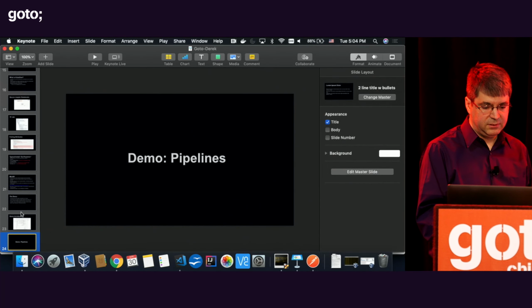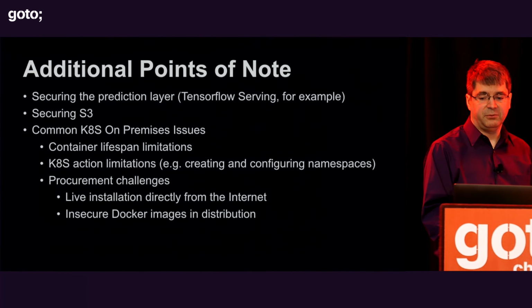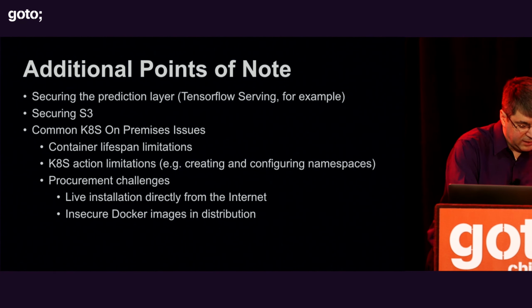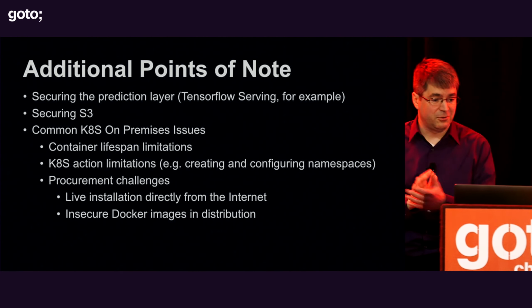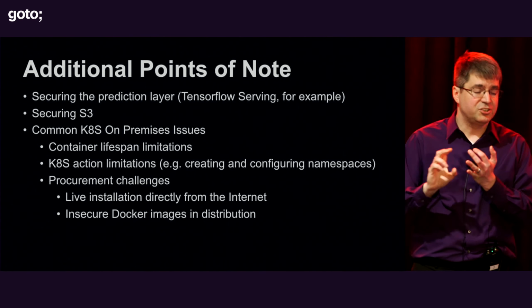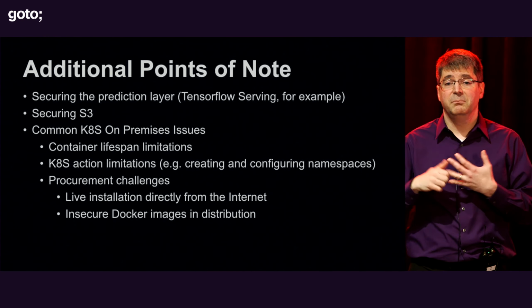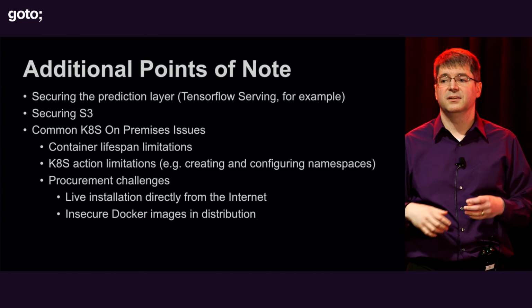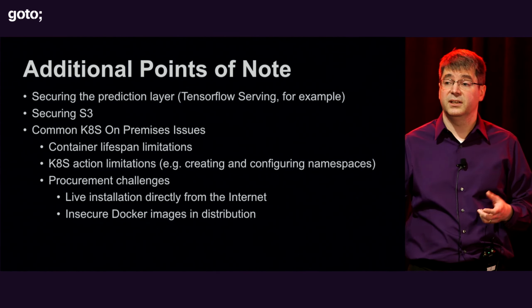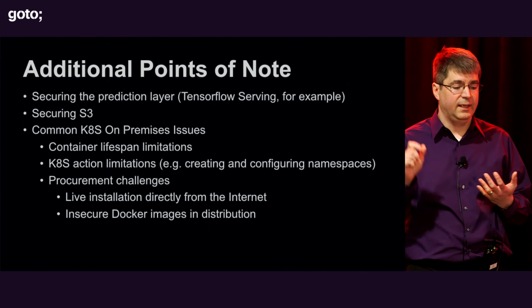All right, so last bit of content then. Some additional points of note that I really want to convey in the last minute before we take questions. I already talked about securing the prediction layer and securing S3, lots of different ways you can do it. Minio just takes a username and password. Lots of technologies out there for putting that in a vault. Kubeflow doesn't do that for you, so that's one piece you have to do on your own.